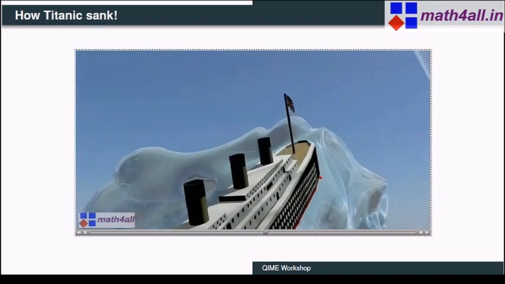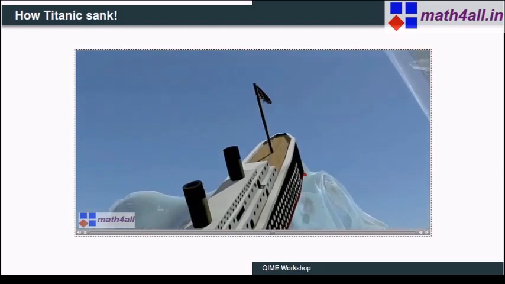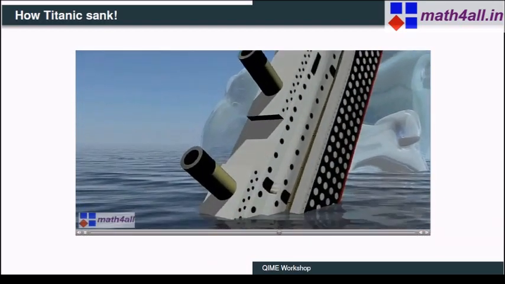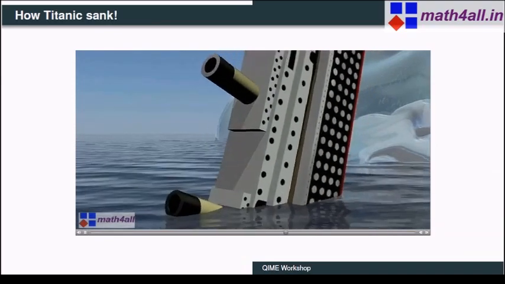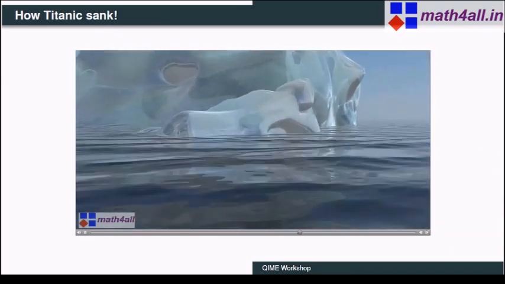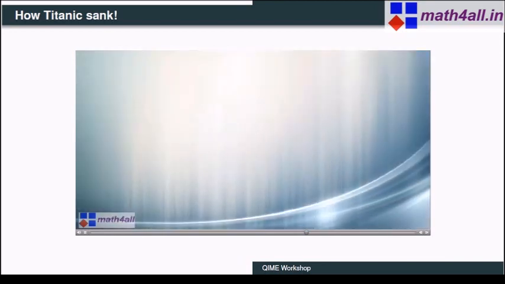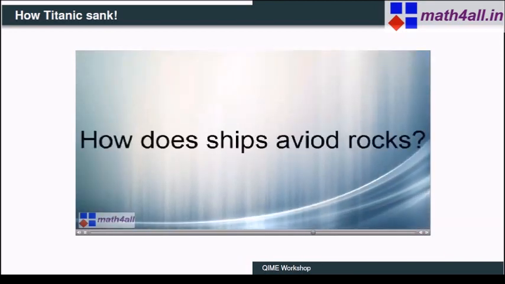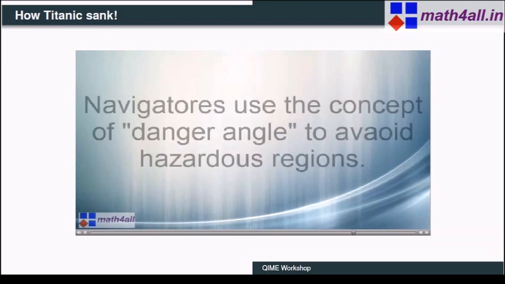So this is an important question in ship navigation. How do ships avoid hitting rocks? For every danger zone, there is a danger angle which they should maintain to avoid hazardous regions. What is that danger angle? How is it calculated? That is a part of the problem.